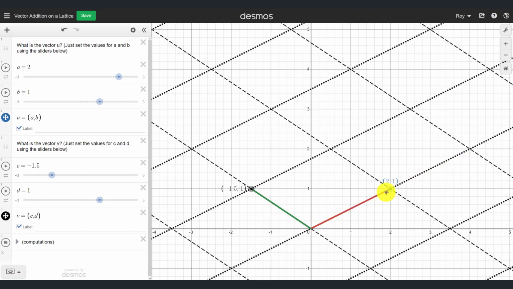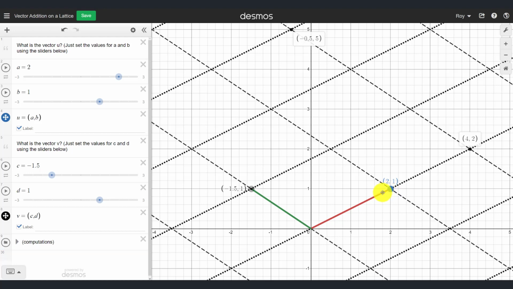plus 3v, you would go forward in the direction of u twice. So you'd end up right here, and then you would go over in the v direction, which is this green direction, but along this line, this dashed line, you go 3 steps, 1, 2, and 3. So you'd end up right here. That point right there is going to be 2u plus 3v. That's the linear combination, 2u plus 3v.